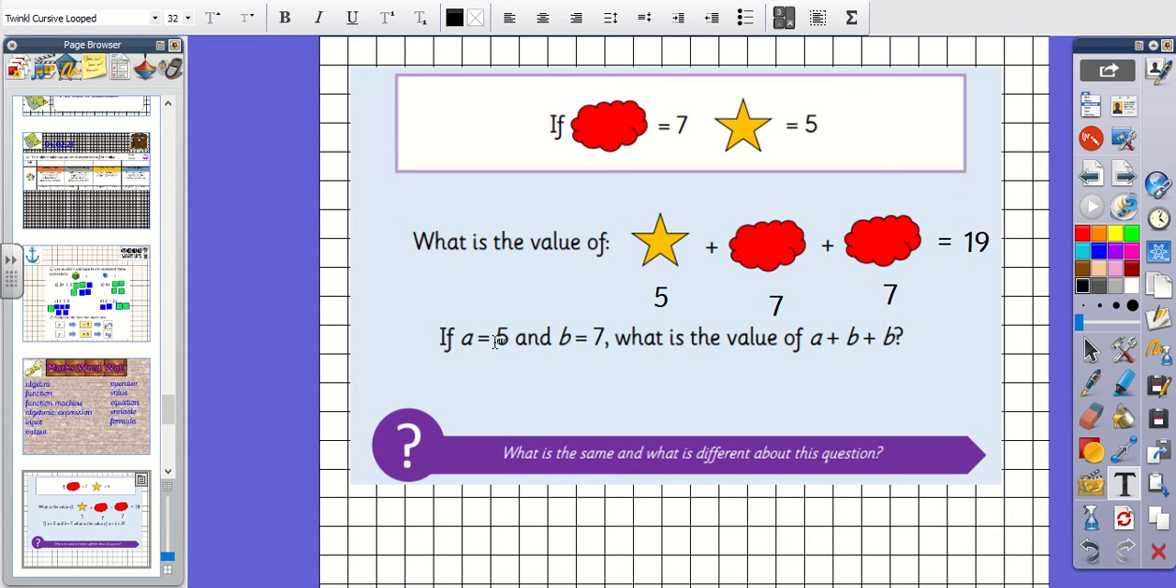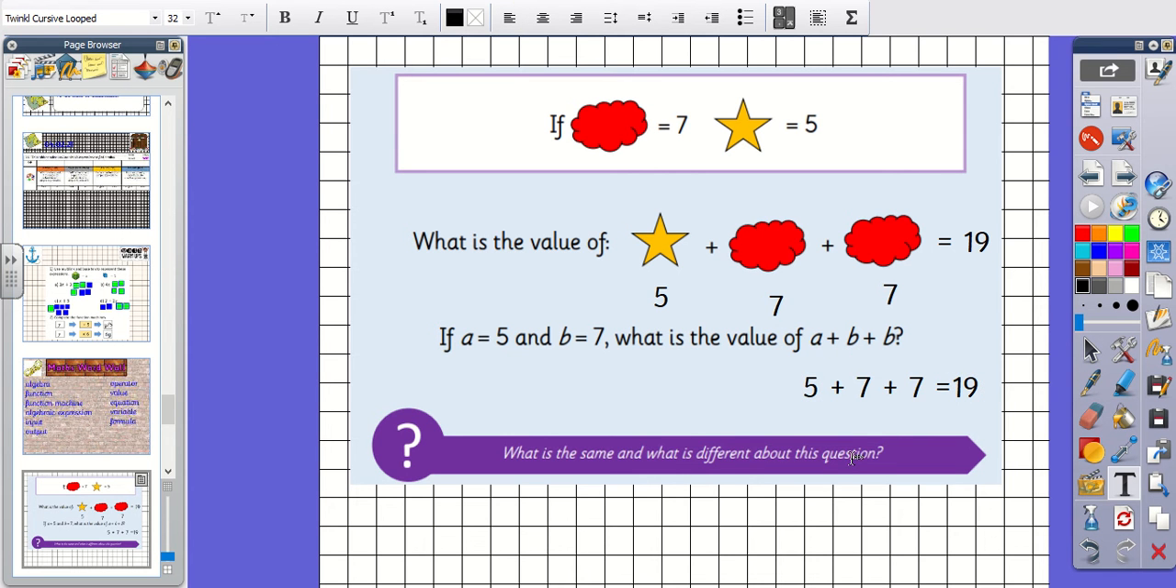Okay, so now we're moving from the pictures to letters. It's still exactly the same process. If A equals 5 and B equals 7, what is the value of A add B add B? We know that A is 5, add B, which is 7, add B, which is also 7. Very similar to the equation above. We've got 5 add 7 add 7, and here we've got 5 add 7 add 7. So we know that the answer is 19.